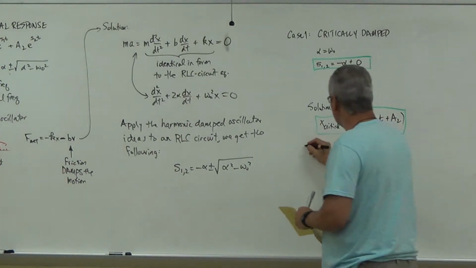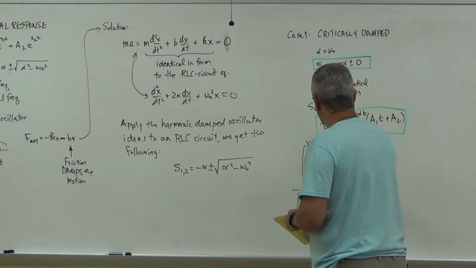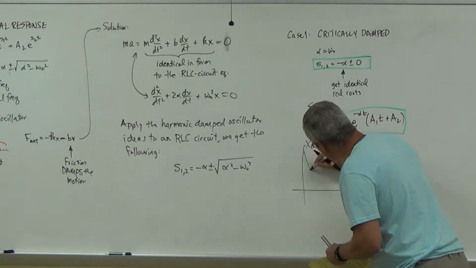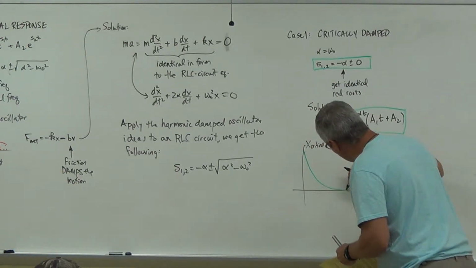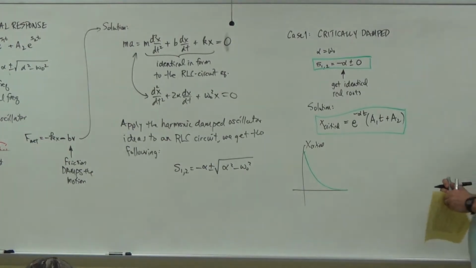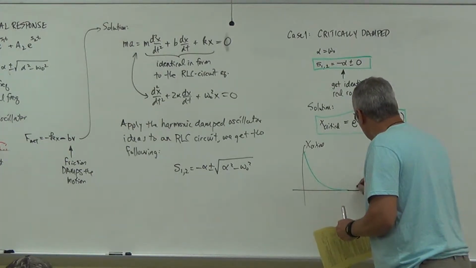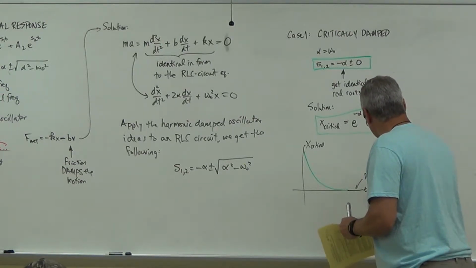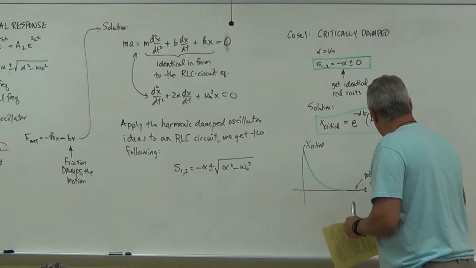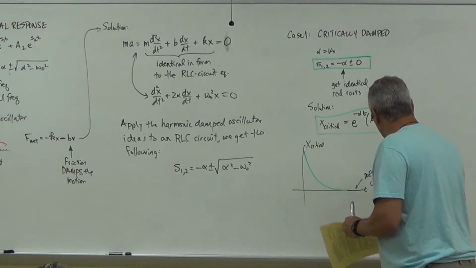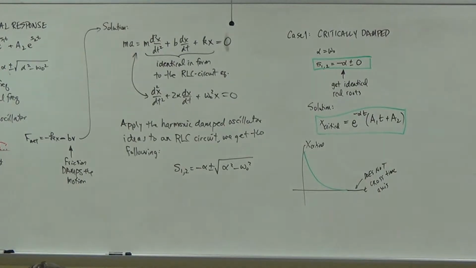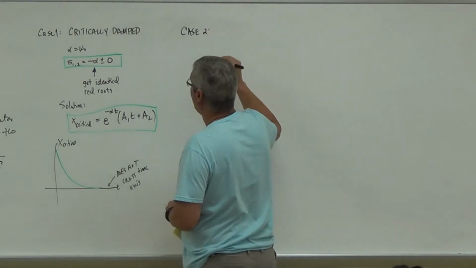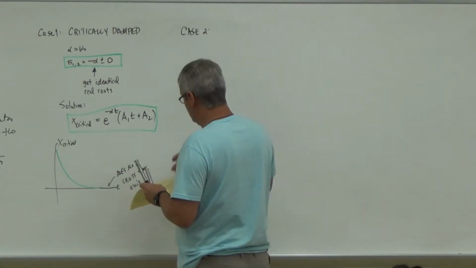And when I map this guy, x critical means that this solution here is the fastest one to 0. And it doesn't cross the time axis. Okay, so when I look at this guy here, it does not cross the time axis. And if I look at case 2, I'm going to go to overdamped.